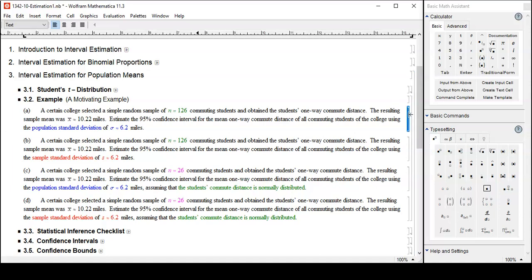Now please note that in these 3 cases, you can use the normal distribution, the z-curve and the z-table. Here, the sample size is large, and also we have the sigma. Here, sample size is large, even though we don't have sigma, we have only sample standard deviation. Because this is large, yes, we can use normal approximation.